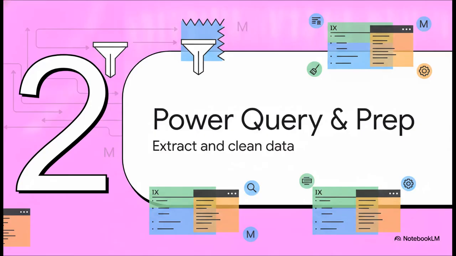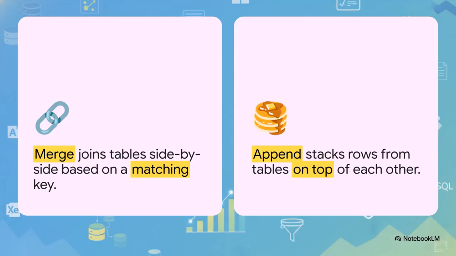Moving right along, Section 2, Power Query and Data Prep. A classic interview question asks for the difference between merge and append in Power Query. The easiest way to think about this is visually. Merge queries join two tables side by side based on a matching key, like bringing customer names into a sales table. It's exactly like a SQL join. Append queries, on the flip side, stack rows of data on top of each other, much like a SQL union. So the crucial takeaway here is knowing whether you're adding new columns from a lookup table, which is a merge, or stacking new monthly sales files together, which is an append.